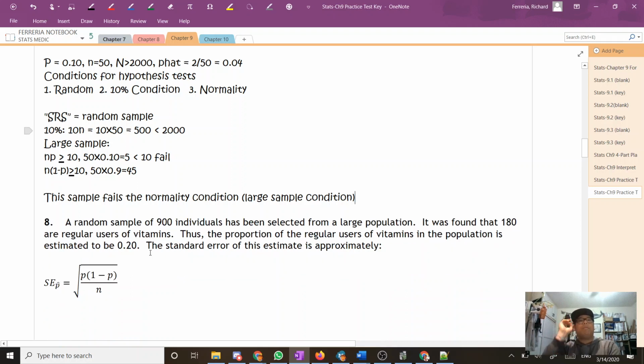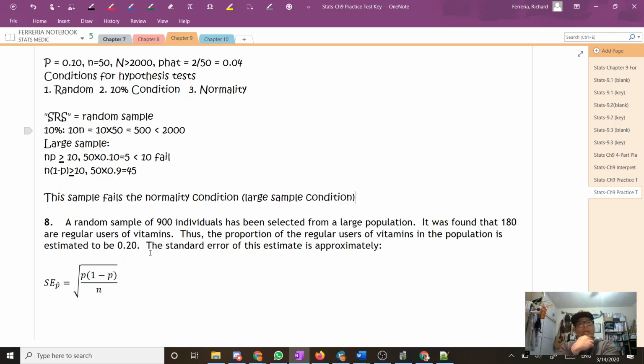A random sample of 900 individuals has been selected from a large population. How large? It was found that 180 are regular users of vitamins. Thus, the proportion of regular users of vitamins in the population is estimated to be 0.20. Does that math check out? 180 over 900 is 18 over 90, which is, I don't know, 0.2.